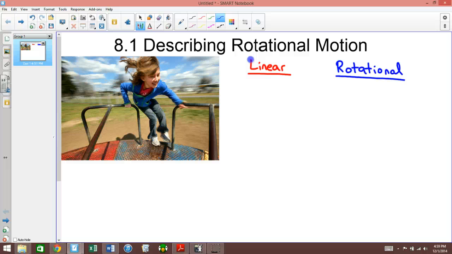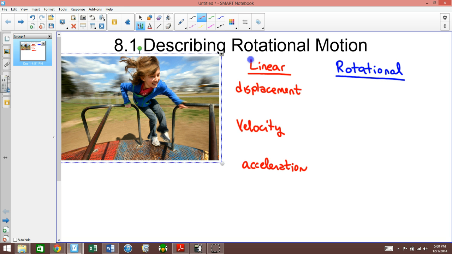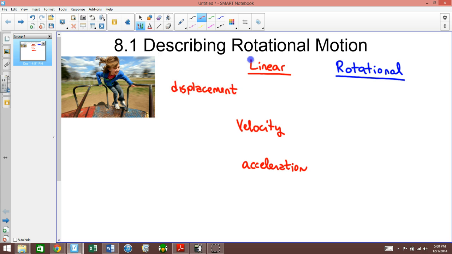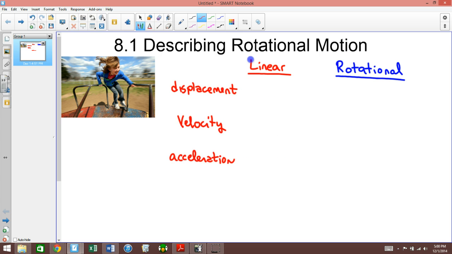How fast is it spinning? Is it getting faster or is it getting slower? So we have all these relationships like linear-wise, like there's linear acceleration. Actually, maybe I want to do that one last. Linear displacement. And there's also linear velocity. So we've got all these things here: displacement, velocity, and acceleration.